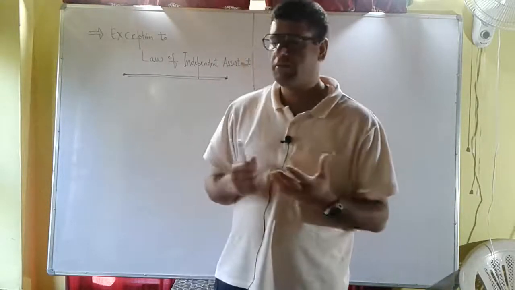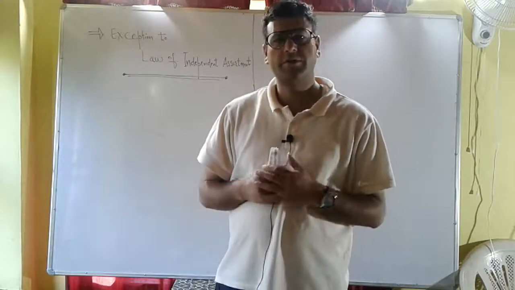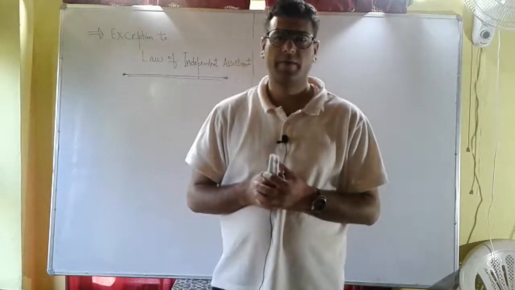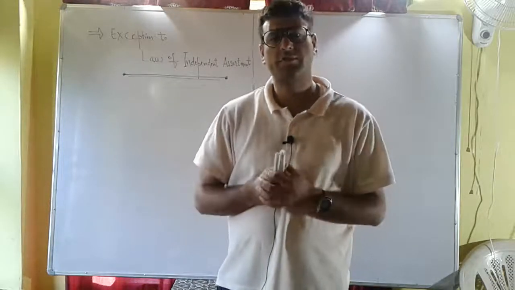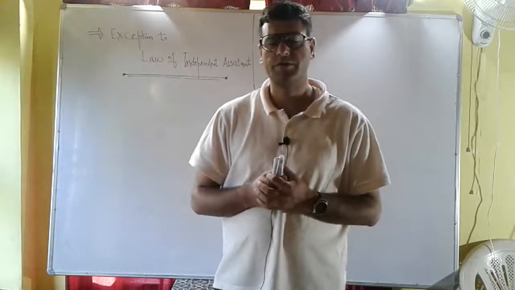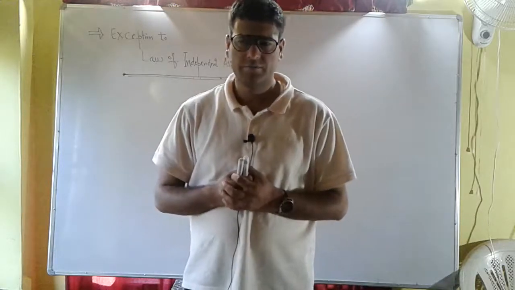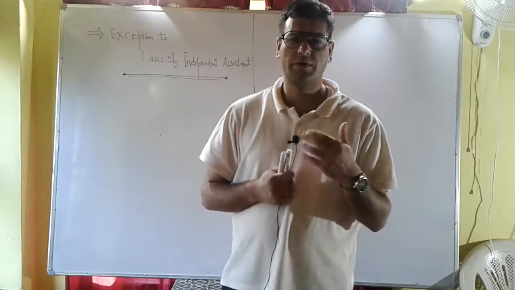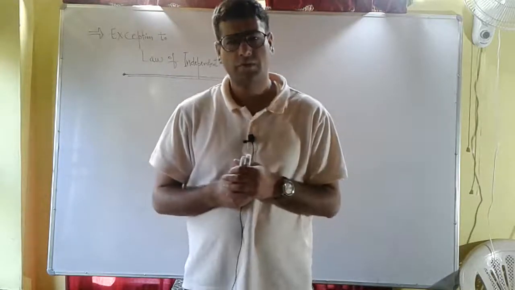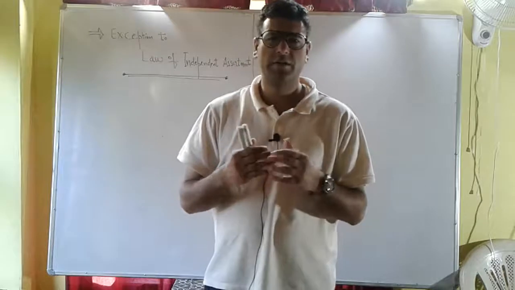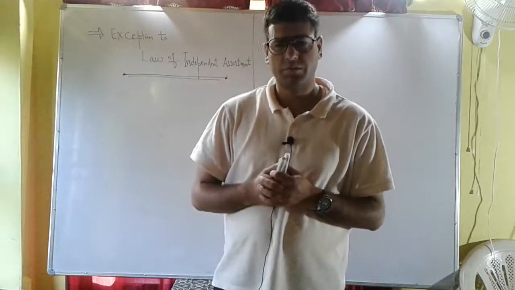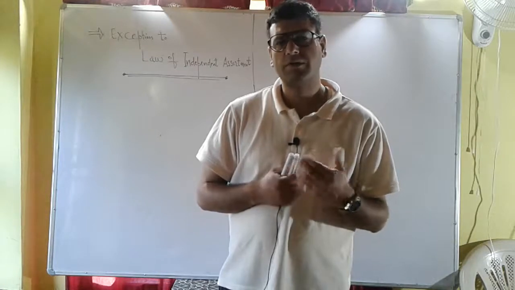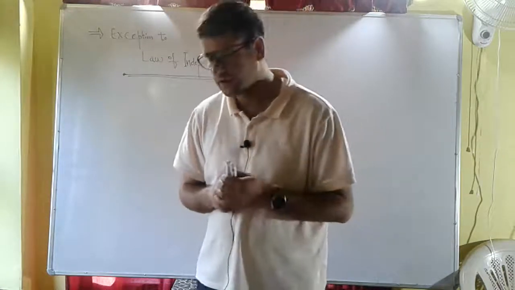The law of independent assortment deals with two characters, two genes. It says that two genes assort independently of each other during gamete formation, or when two or more pairs of alleles are combined in an individual, the alleles segregate at the time of gamete formation, or the inheritance of one character is independent of the inheritance of the other character.